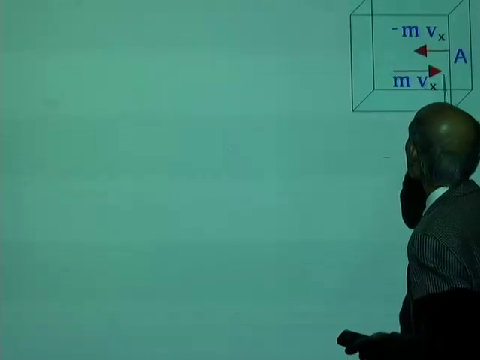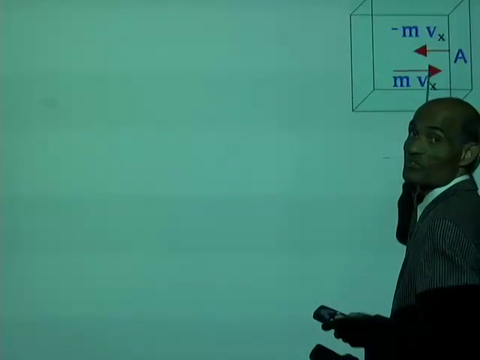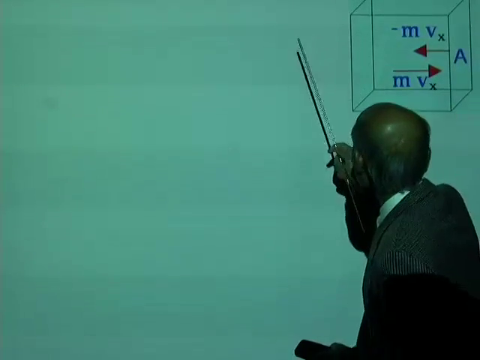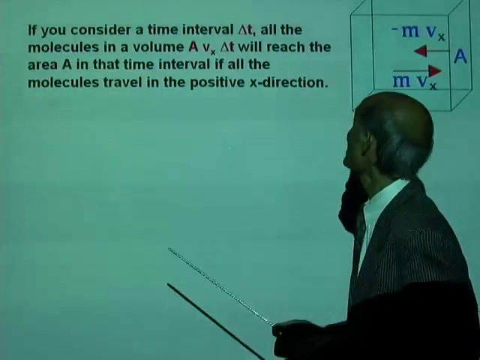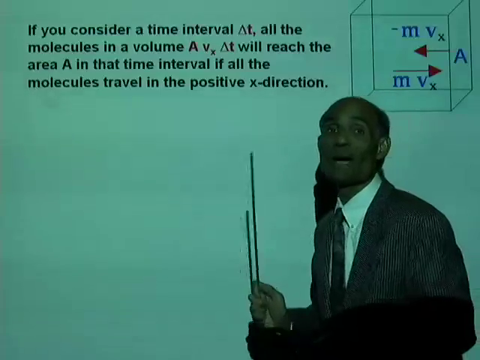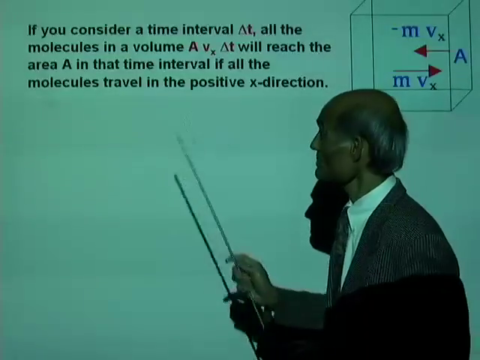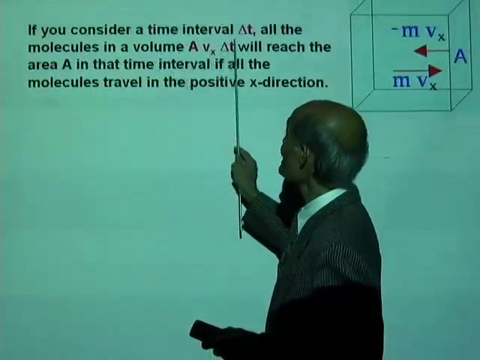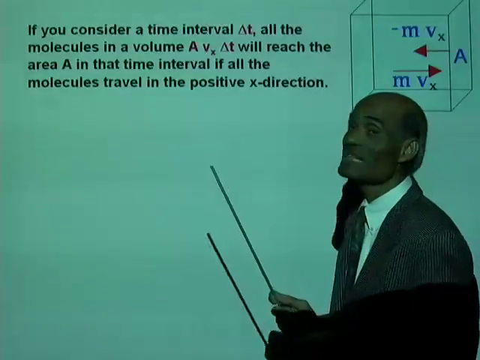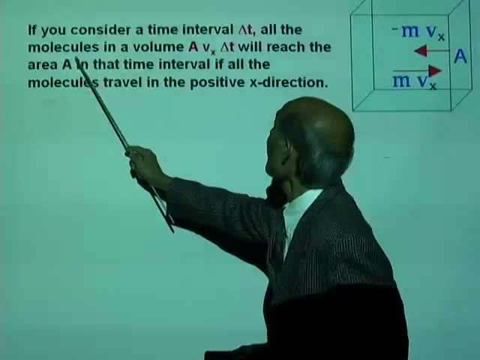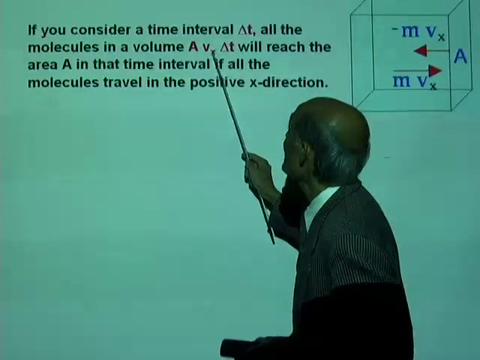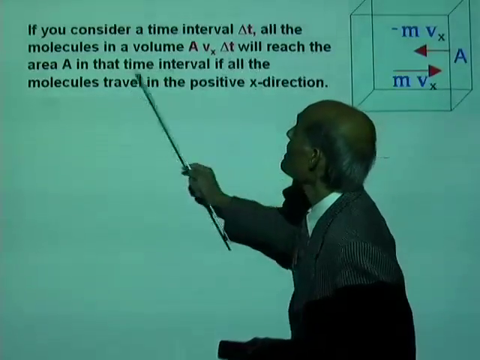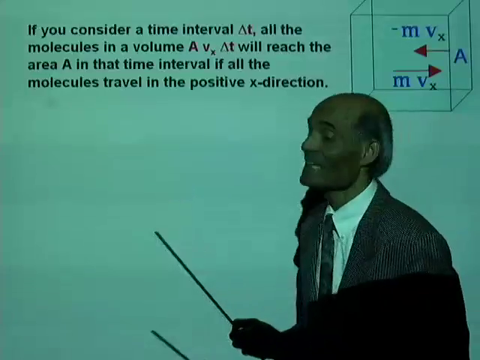You've got mvx as the momentum as it collides. Negative mvx is the momentum after collision. The change in momentum will be 2mvx. Suppose you consider a time interval delta t. All the molecules in a volume A vx delta t will reach the area in that time.